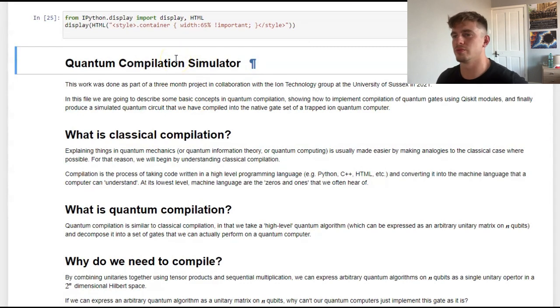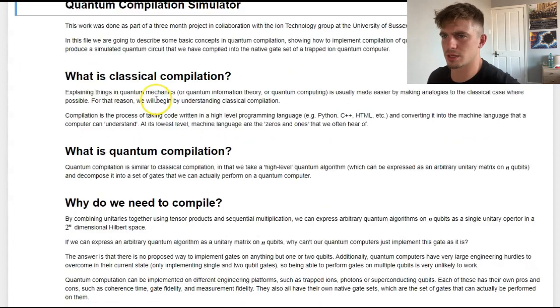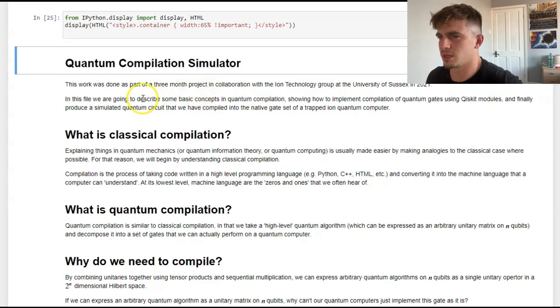Okay, so now I'm going to move on to the part of the video where I'm actually going to go through the code. So this is the Jupyter notebook where everything is in, and I've got a little bit of an explanation of things at the start here. So let's have a look.